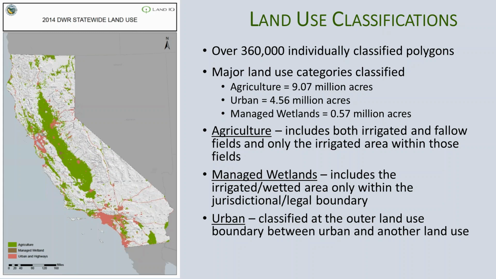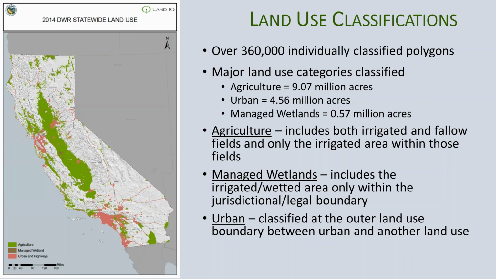So from an agricultural perspective, we include both irrigated and fallow fields, and fallow is a classification within agriculture. From a managed wetlands perspective, it includes the irrigated and wetted area of a refuge, for example, and not the legal or boundary or the taxpayer boundary, if you will. It's actually only the land use of that which is actually wet. So there can be high and dry spots within refuges that never receive water. We're talking about consumptive use here.